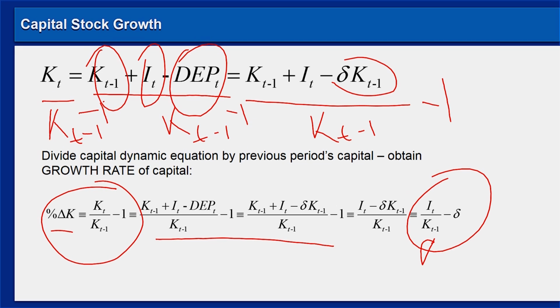Now, if this first term is greater than the second term, it means that the country is investing more than the wear and tear on the capital stock. Net investment is positive. In this case, capital stock growth is positive. If the reverse is true, if the depreciation ratio is greater than the volume of investment, that means that the capital stock will decline and the growth of the capital stock is negative.